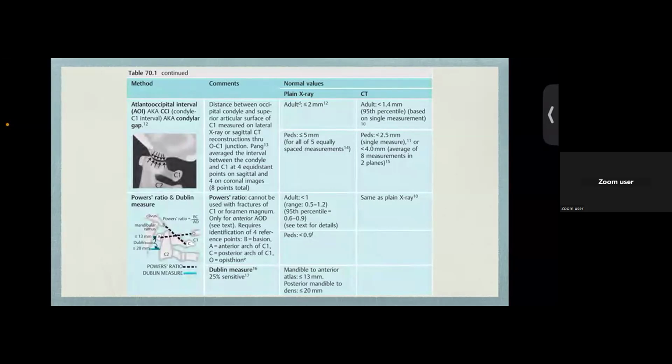Then here you have the Powers ratio. Of note, this cannot be used with fractures of the C1 or foramen magnum, and it's only for anterior atlanto-occipital dislocations. Here it's a ratio between the basion to the posterior arch of C1 over the anterior arch of C1 to the opisthion.